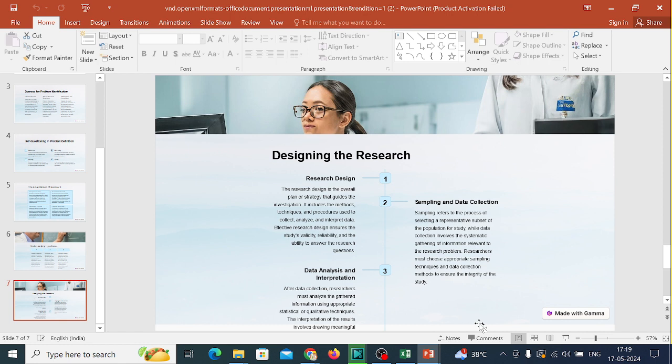So if you want to design your research, these three sectors are very much important. Number one is designing, which is very much important.